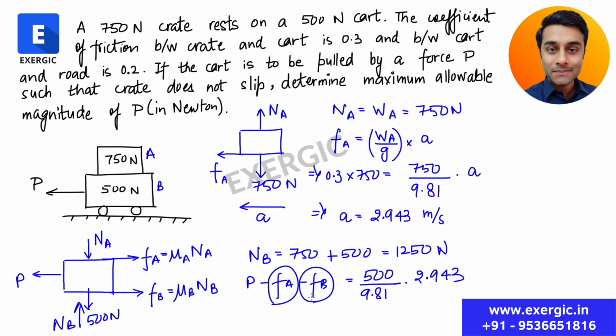How much will be the value of FB? Mu B multiplied by NB. NB we have calculated here. So basically everything is known. P is not known. Right? Let us put all the values and find the value of P.